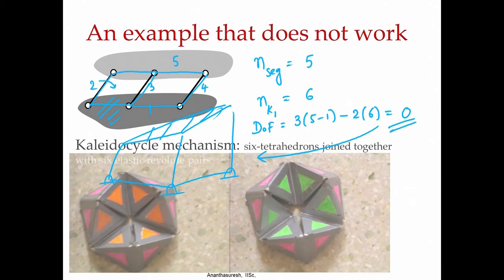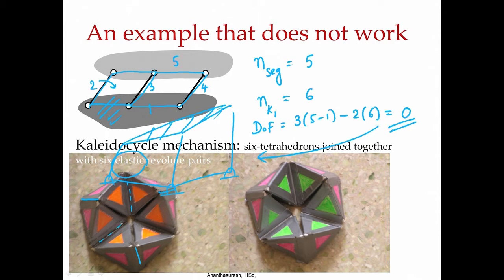There are a number of other examples. Here what you see are two configurations of what is called a kaleidocycle mechanism, and this one has a degree of freedom. If you were to make it with 6 tetrahedrons joined together with 6 revolute pairs. In fact, we have called them elastic pairs here because we have joined them with this flexible tape, right. There are 3 joints there and the 3 joints are like this.